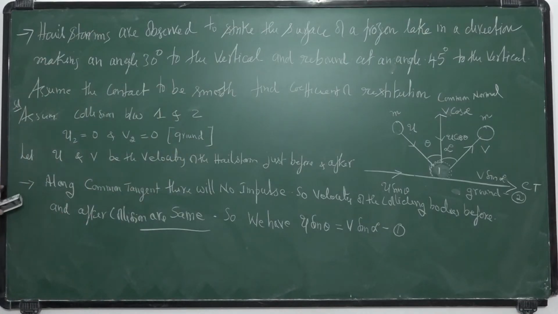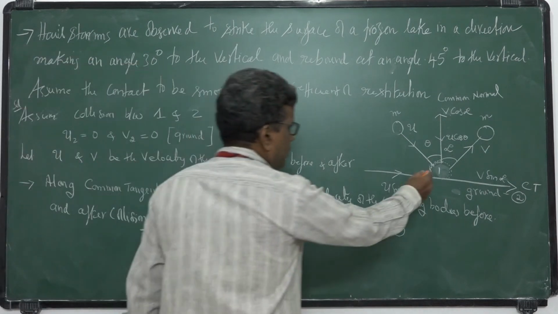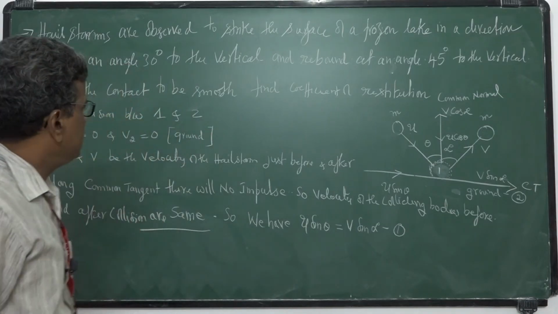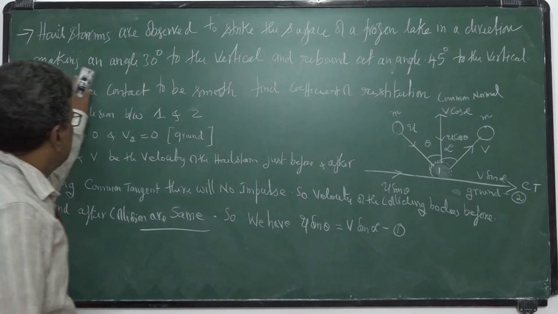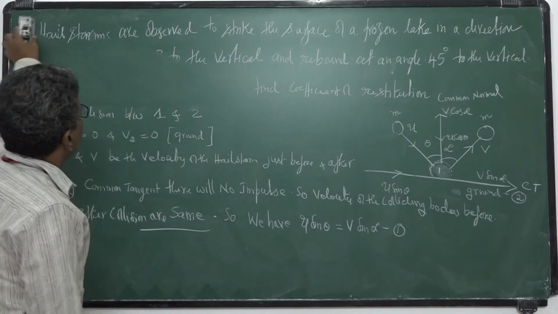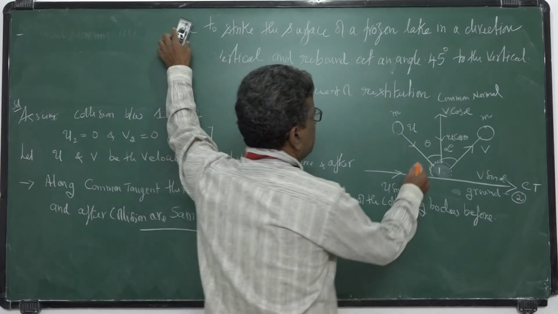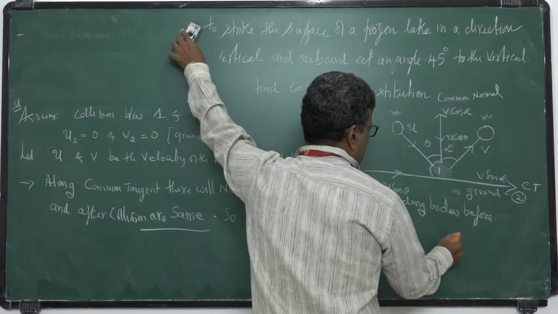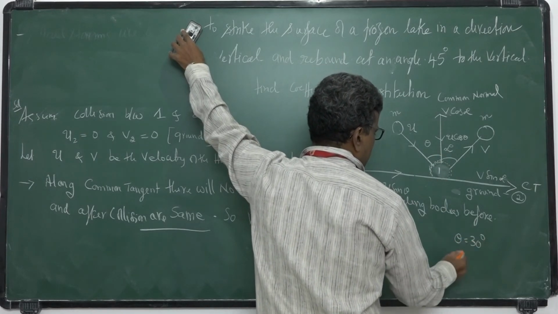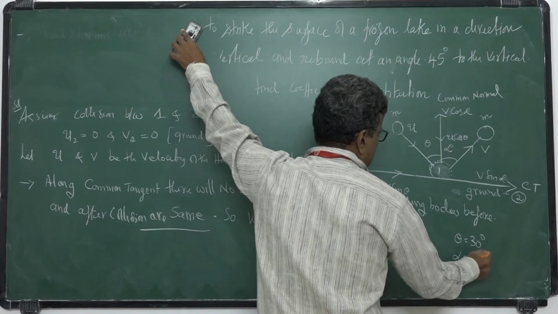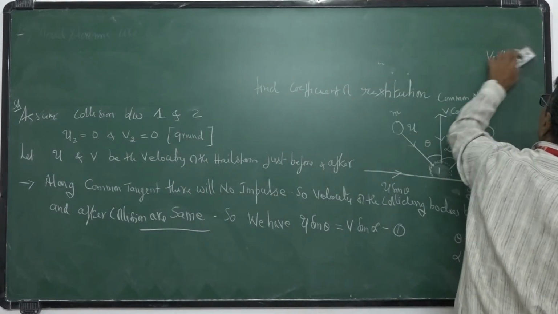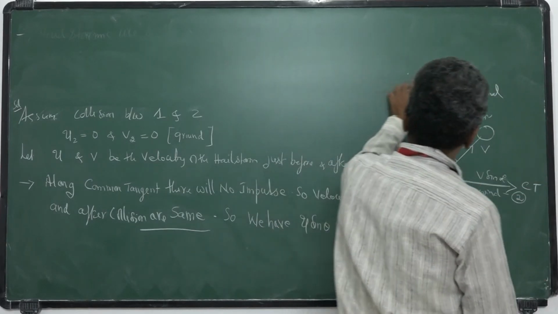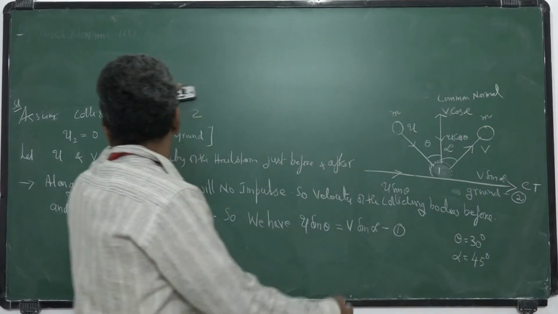From this concept we have this. Along CN there will be impulse. Here theta is given as 30 degrees, alpha is given as 45 degrees. We want the coefficient of restitution.